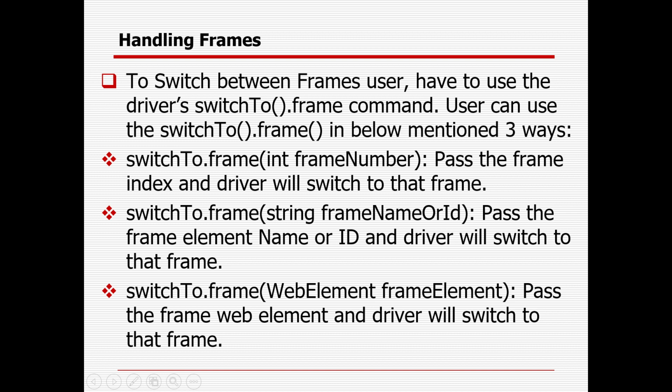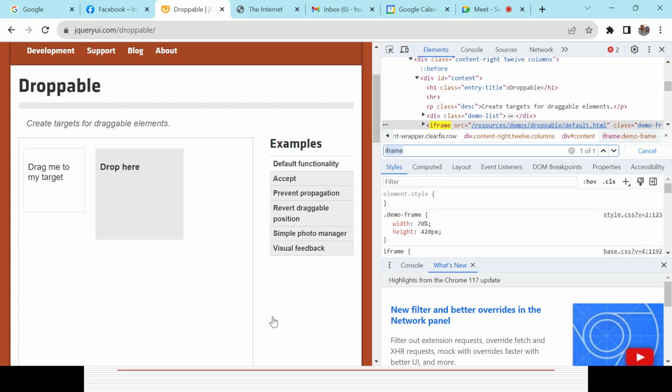The user can use switchTo().frame in 3 different ways. One is with the help of indexing, which will be an integer. So pass the frame index and the driver will switch to that frame. Otherwise, if you know the frame ID or frame name, you can give it as a string. Otherwise, if you know the web element reference, you can also pass that. So these are the 3 ways we can deal with the frame. Once we are able to detect the frame properly, then we can go to the element inside the frame and interact with it. Now let's try to do some simple operation.